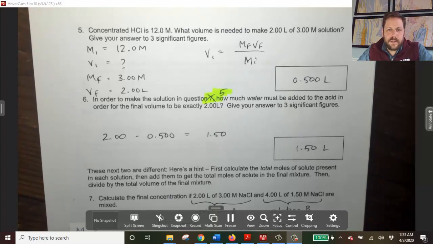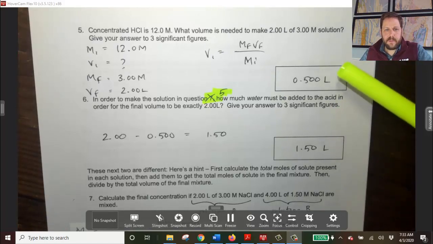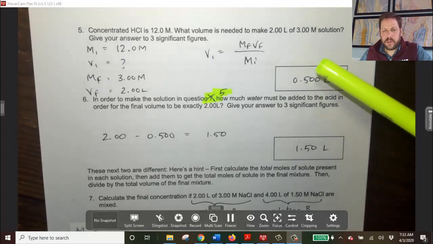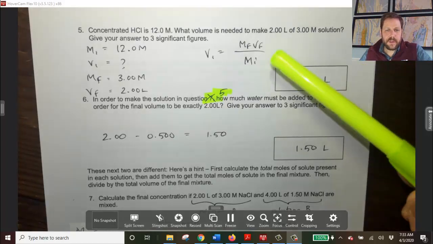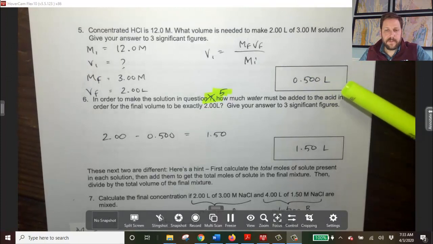Okay, let's look at the ones on the back. This first one's pretty straightforward. How much initial solution or stock solution do you need in order to make 2 liters of 3 molar solution if your stock is 12 molar? Simple calculation gives us half a liter.